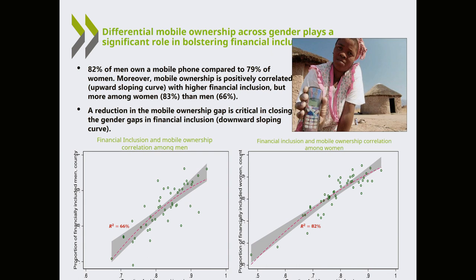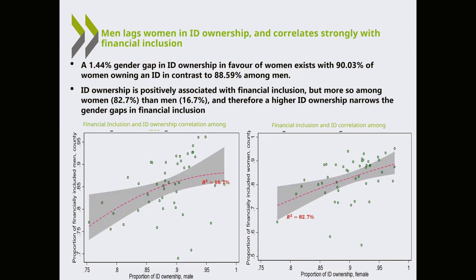And so there is still also a gender gap in terms of phone ownership, as well as a strong correlation between phone ownership and financial inclusion. Here we're looking at the gender gap with respect to ID ownership. Again, we've got very high levels of ID ownership in Kenya. 90% of women have an ID, in contrast actually to 88.6% of men, interestingly.